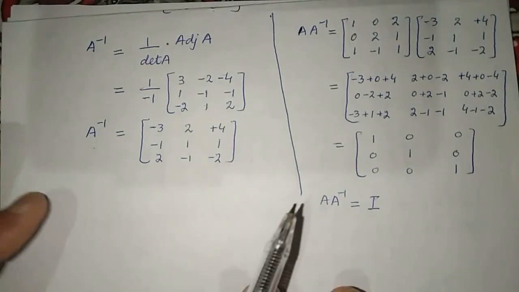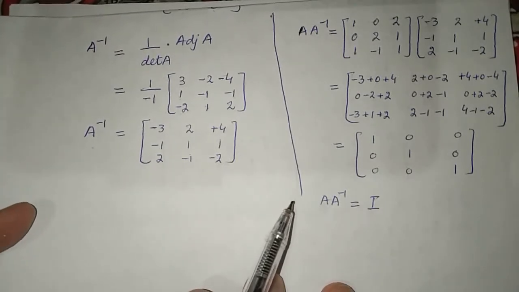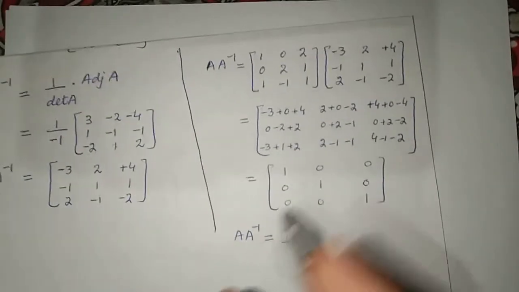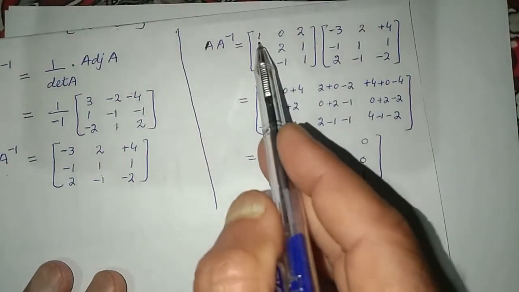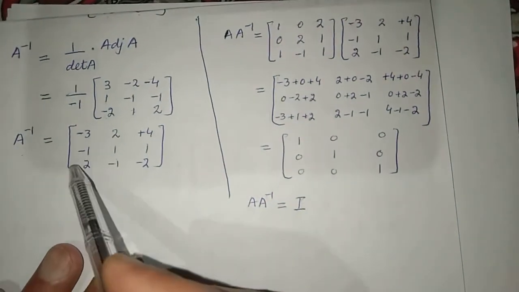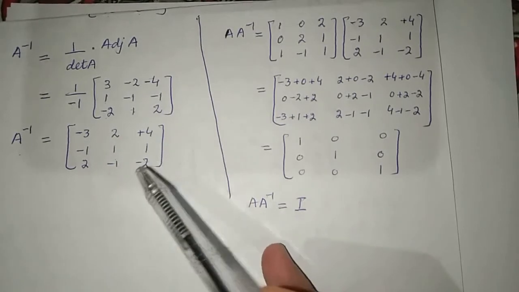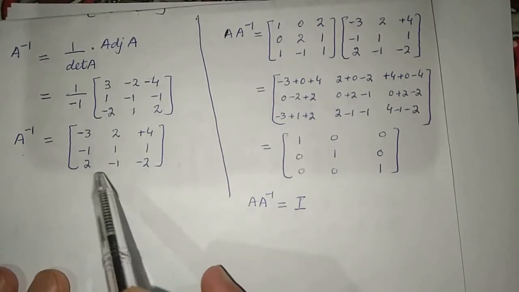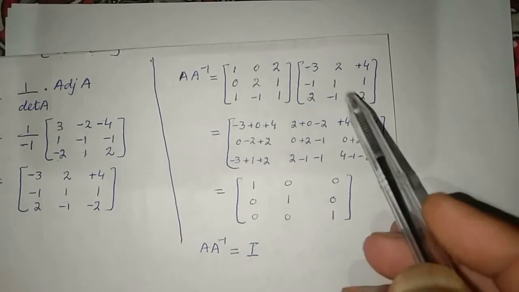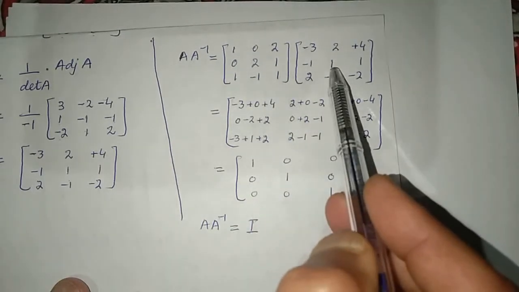Now how can we check whether this is the inverse of A? We will multiply it with A, and if we are getting the identity matrix of order 3, then we are saying that it is the inverse of A. A is given in the question: 1, 0, 2, 0, 2, 1, 1, minus 1, 1. And the inverse of A we have just found: minus 3, 2, 4, minus 1, 1, minus 1, 1, 2, minus 1, 2, 2, minus 1, minus 2. So we are putting A inverse over here. So A multiplied by A inverse.